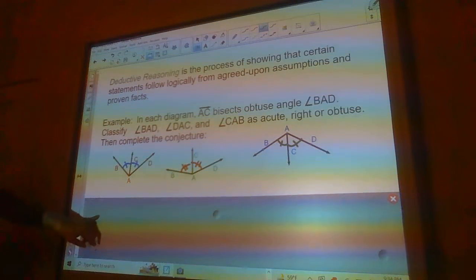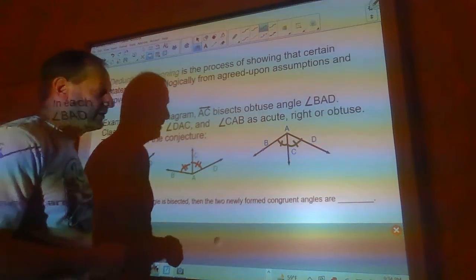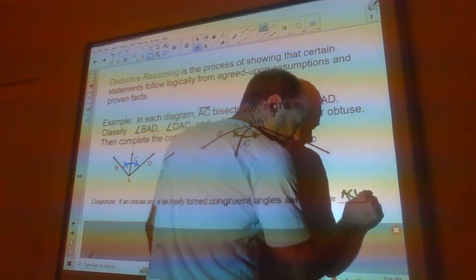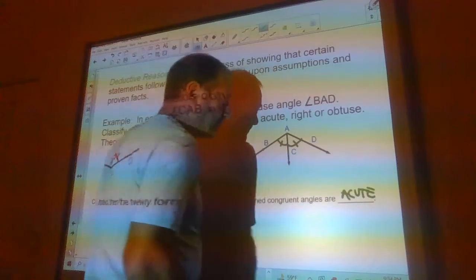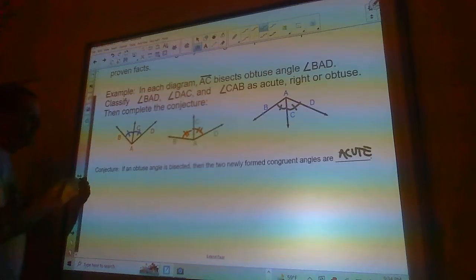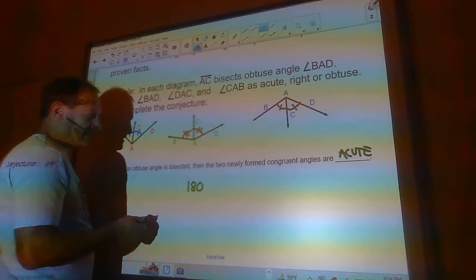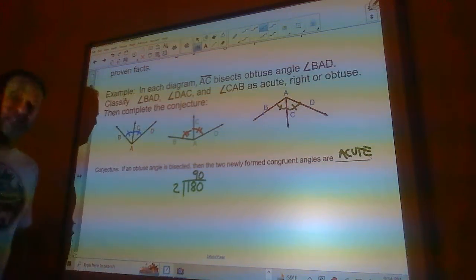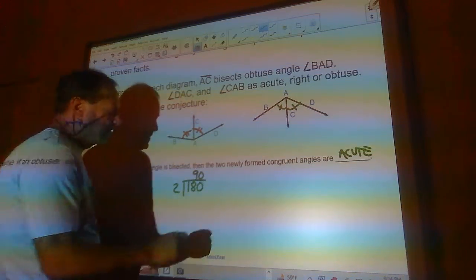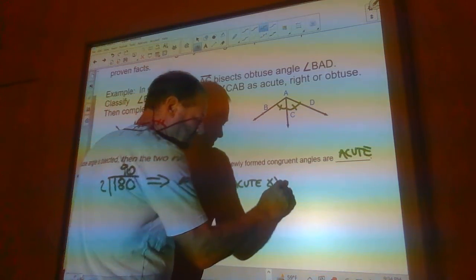Okay, so what's a conjecture I can make? My conjecture is, if an obtuse angle is bisected, then the 2 newly formed congruent angles are acute. Okay, and you can actually prove that because you can say, well, if it's obtuse, it's at most 180 degrees. It's got to be less than that. And so if I divide that in two, that means that the two angles have to be less than 90 degrees, which implies that those are acute angles. Okay?